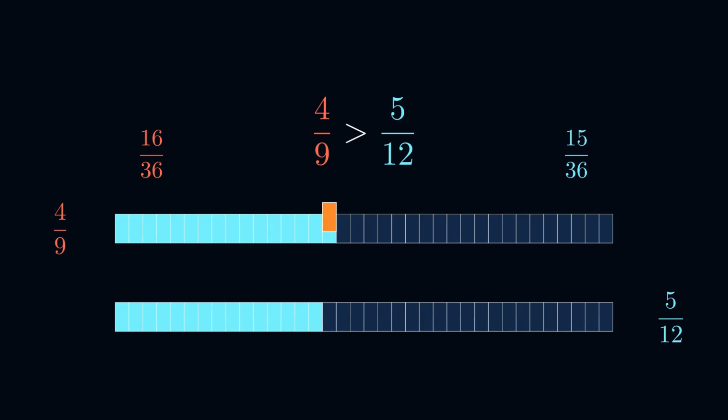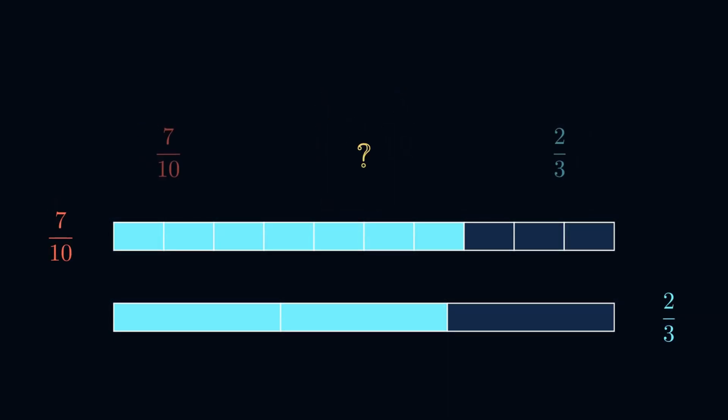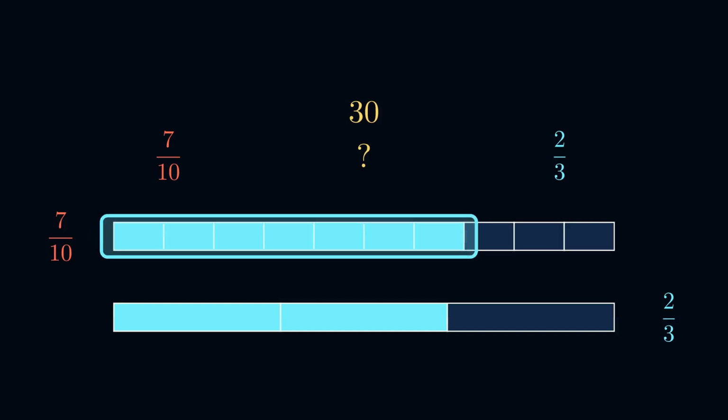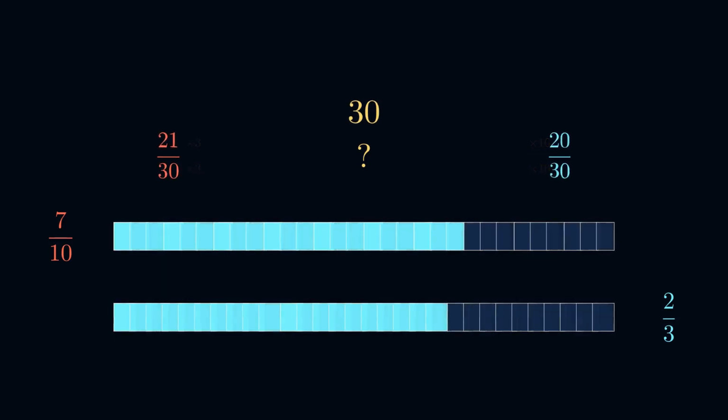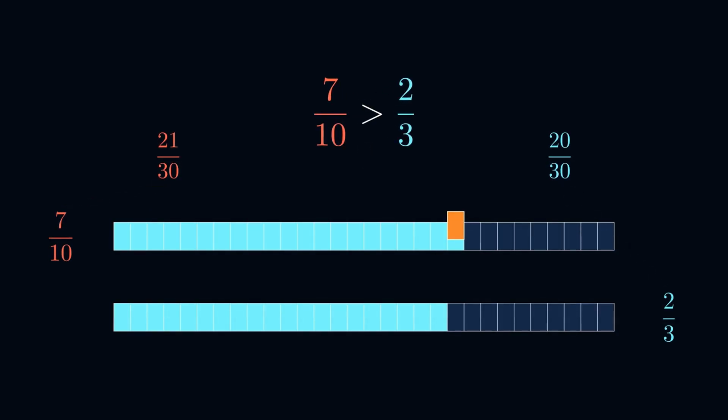Now, one more comparison. 7/10 and 2/3. The denominators are different. Tenths and thirds do not cut the whole into the same kind of pieces. So we make a common denominator. 7/10 becomes 21/30. 2/3 becomes 20/30. Now the pieces are the same size. 21/30 is greater than 20/30. So 7/10 is greater than 2/3.